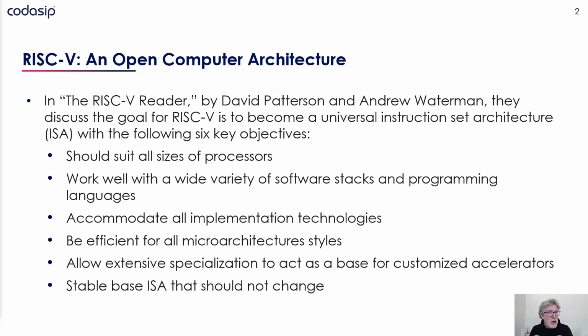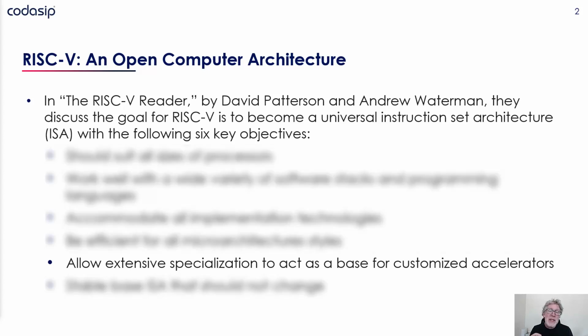The fifth tenet is a very important tenet, which is allow extensive specializations to act as a base for customized accelerators. This is the tenet that we're going to be focusing on in this assignment. And the sixth tenet is a stable base instruction set architecture that should not change. We should be able to be confident that we develop our design and code on a base architecture and it should not change. But once again, this assignment of adding a custom instruction is focused on the fifth tenet, which is allow extensive specialization to act as a base for customized acceleration.